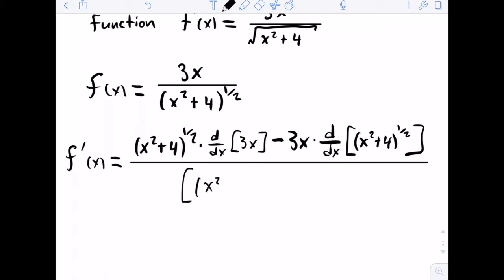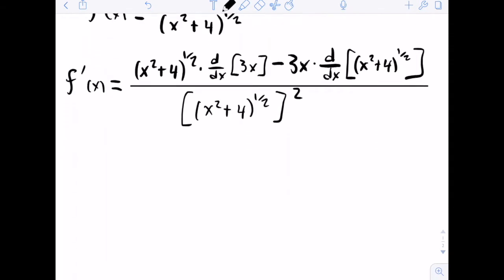So this is x squared plus 4 to the power of 1/2, squared. Okay, so that's the derivative. Well, we have to finish it obviously, but that's the general form of what it's going to look like. So we'll just keep writing. We've got x squared plus 4 to the power of 1/2. The derivative of 3x is just 3.